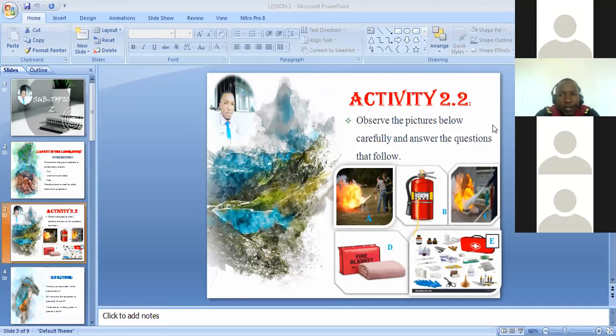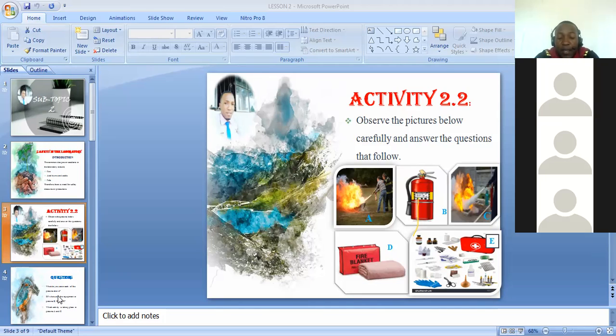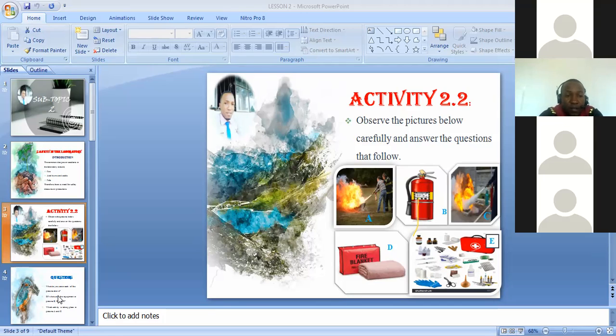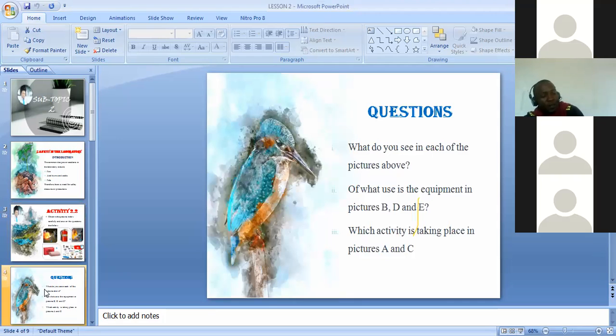Joel, your hand is up again. Picture E is used to reduce pain. Items in picture E are used to reduce pain in case of injury or in case of physical injury. Let us move on to the third Roman numeral.